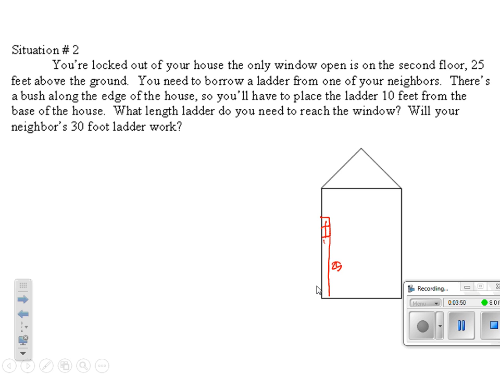And you have to place the ladder 10 feet away because you have a whole bunch of shrubs here and rock and all that stuff and maybe some trees. So you have to go 10 feet from the house. And then you place the ladder along the side, and you tell your neighbor, stay there and hold the ladder for me so I can climb up to my window. Okay, we want to find out if their 30-foot ladder will work. So we got 25 feet, we got 10 feet, we've got our 90-degree angle, that's our hypotenuse.